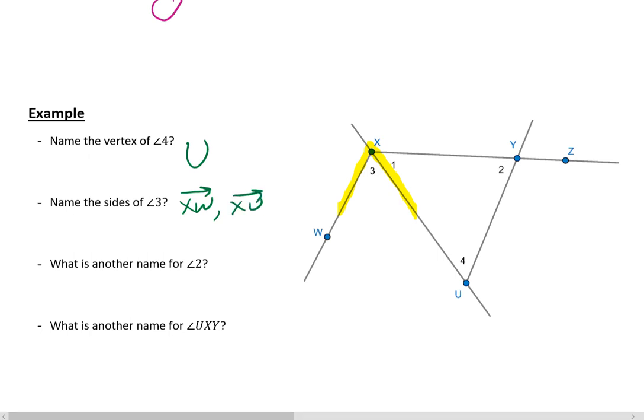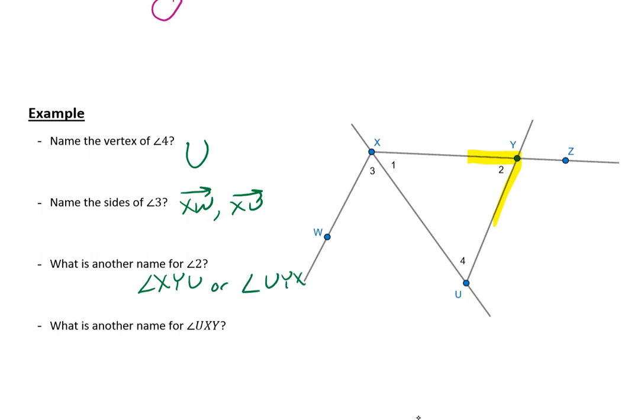If I want another name for angle 2, here's angle 2. I cannot use just the vertex because I have 4 different angles that have a vertex of Y. So I'm going to have to name it with 3 points. So I can name this angle XYU or angle UYX. The important part is Y is in the middle of those.